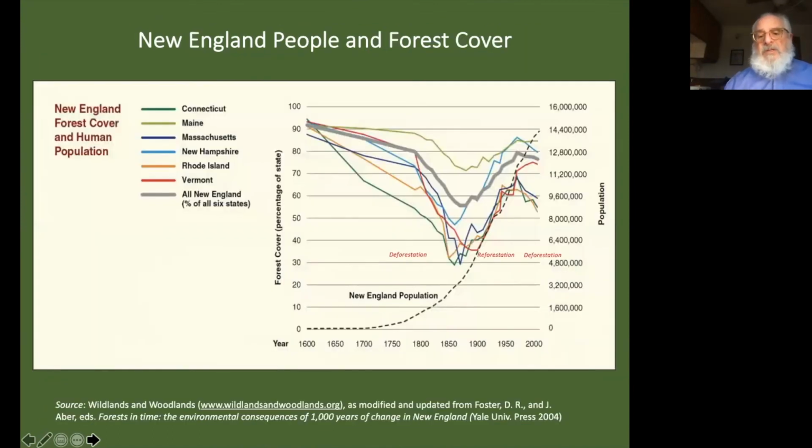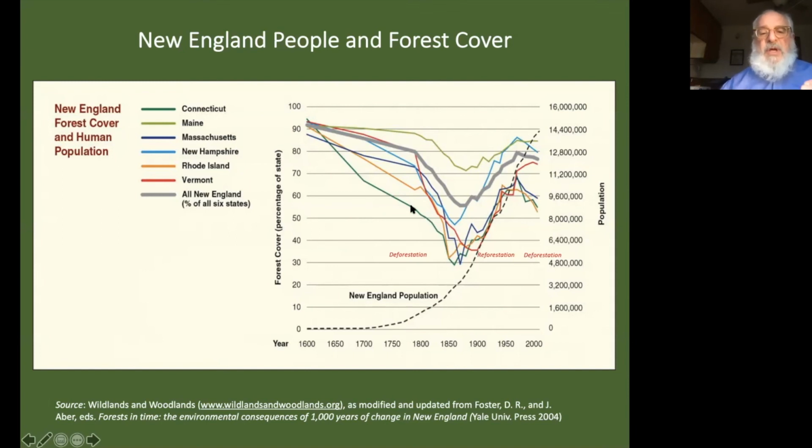And here is, it's a little bit busy, but it's a very, very important graph. So I'll explain it just for a moment. The dotted line is the population. And you can see between 1600 and 2000, the population curve. The other lines, the colored lines, are individual states and the percentage of forest cover. So you can see, let's say before 1800, there was a decline. I'm moving my cursor up and down at 1800.